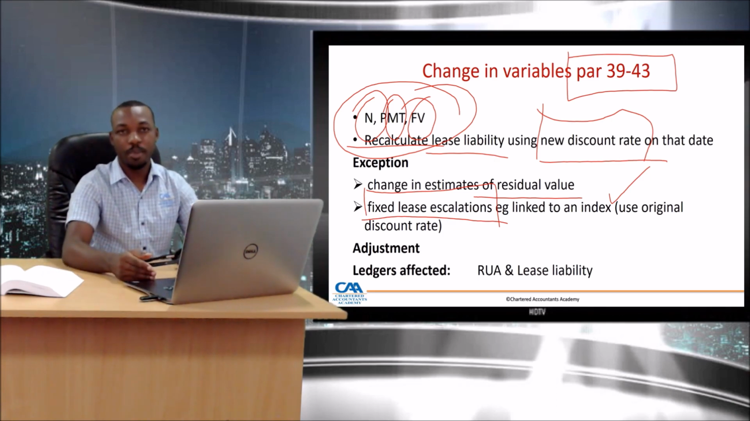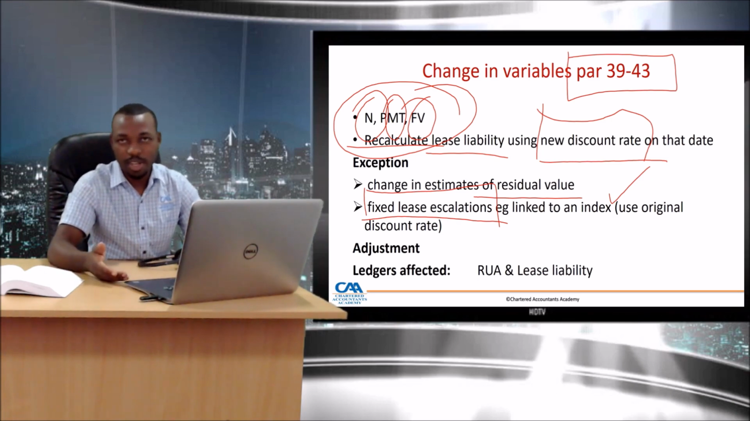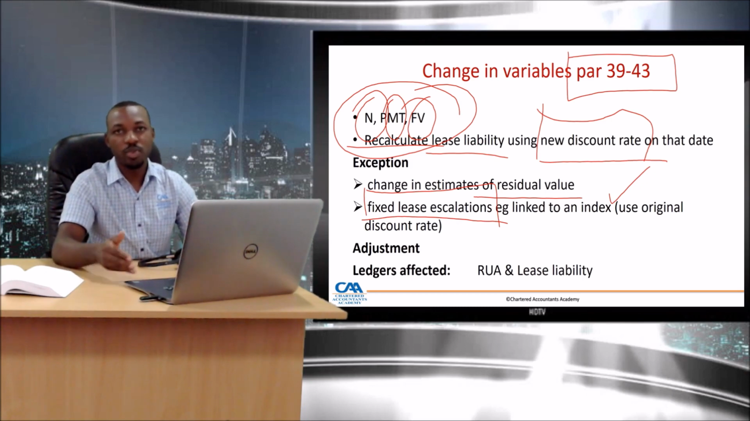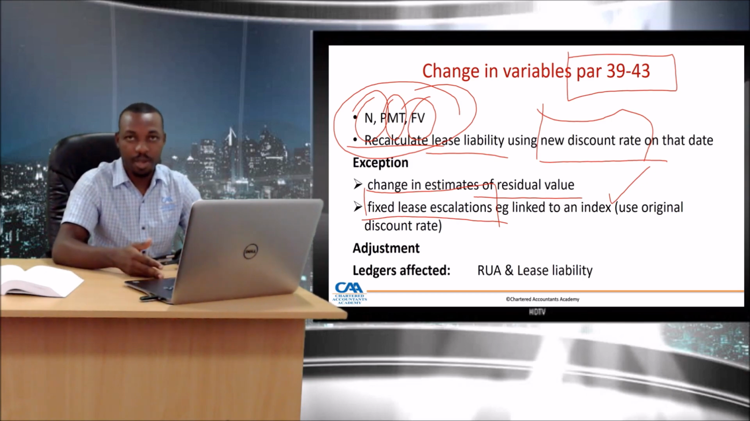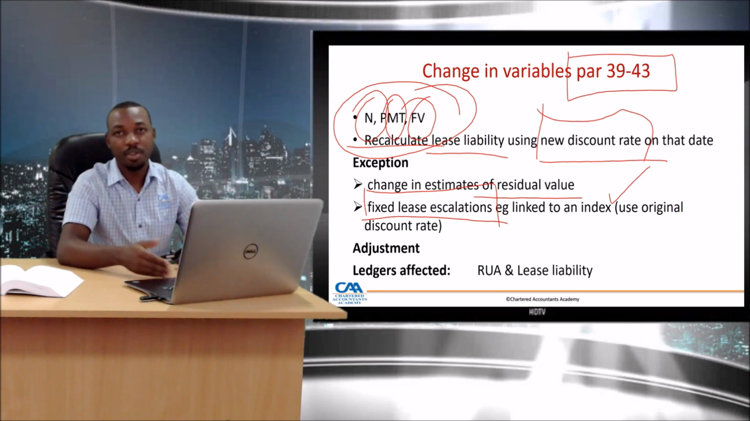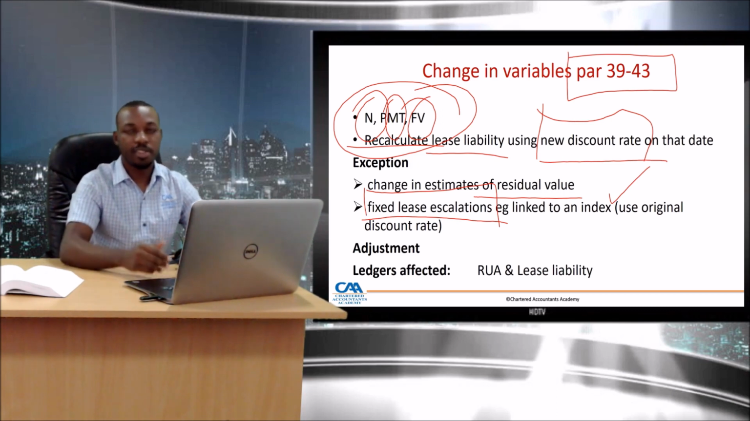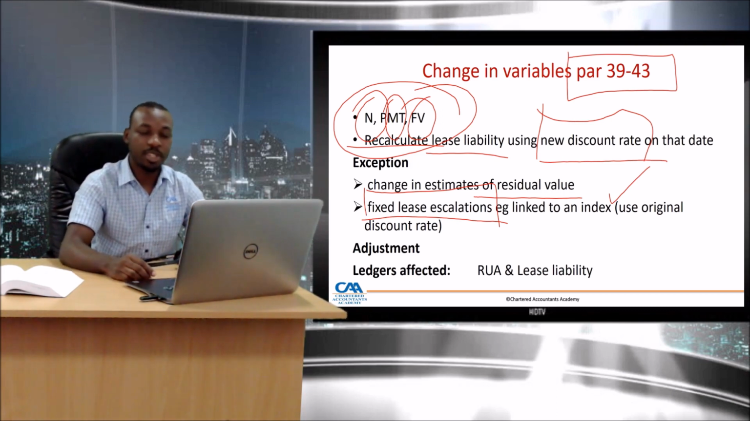Or if the residual value was 5,000, now the residual value is an estimate. This year we reassess the estimates and we now believe that it's no longer 5,000, it's now 8,000. That means we recalculate the lease liability because the original was based on a present value of 5,000. Now we need a present value, not 5,000 but 8,000. But when we discount that new 8,000, we still discount it based on the original. Any other changes, we stick to the new discount rate on that particular date.